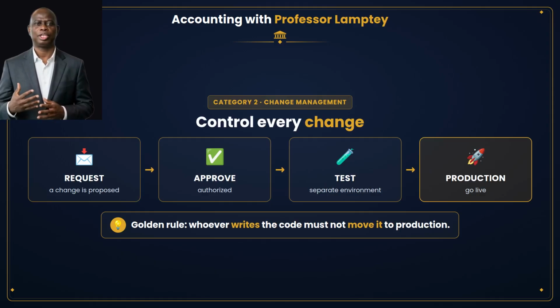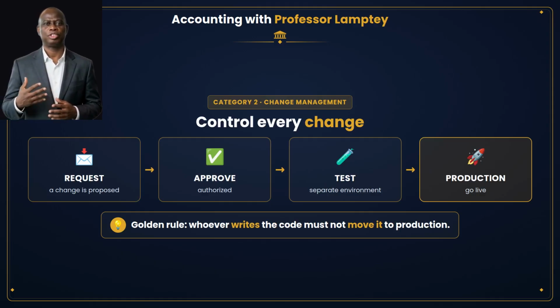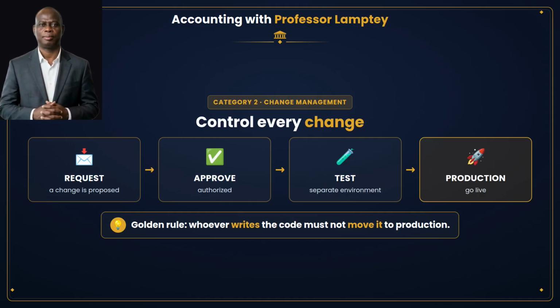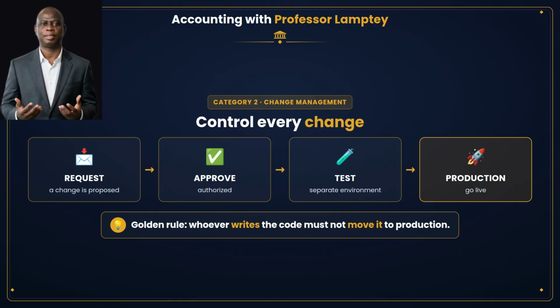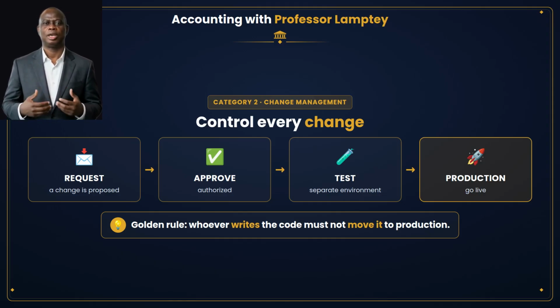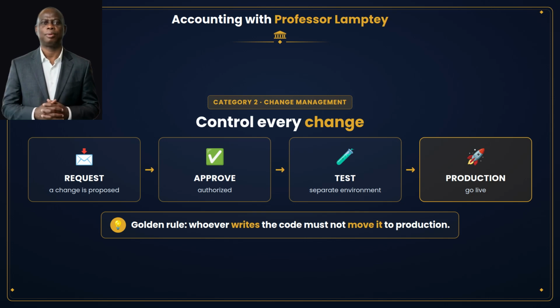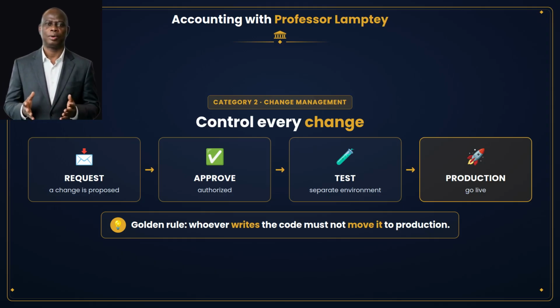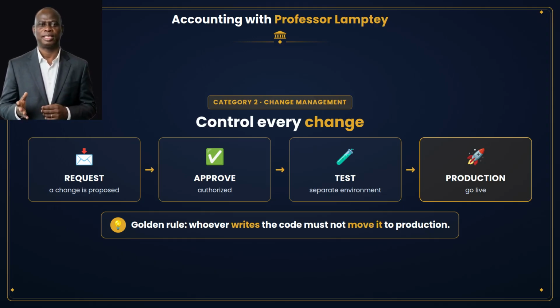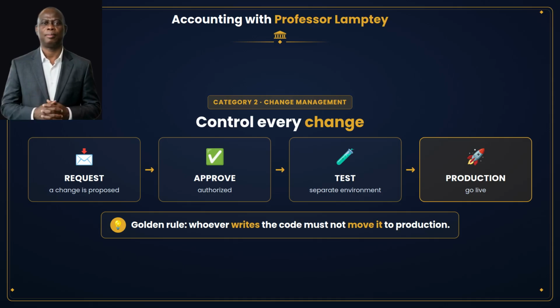Category 2, change management. Control over changes to systems and programs. Software changes constantly, and every change is a risk. So changes follow a disciplined path. Request the change, approve it, test it in a separate environment, and only then move it to production. And the golden rule: the person who writes the code should not be the one who moves it into production. Separate development from production. Otherwise, a single person could slip in unauthorized code.